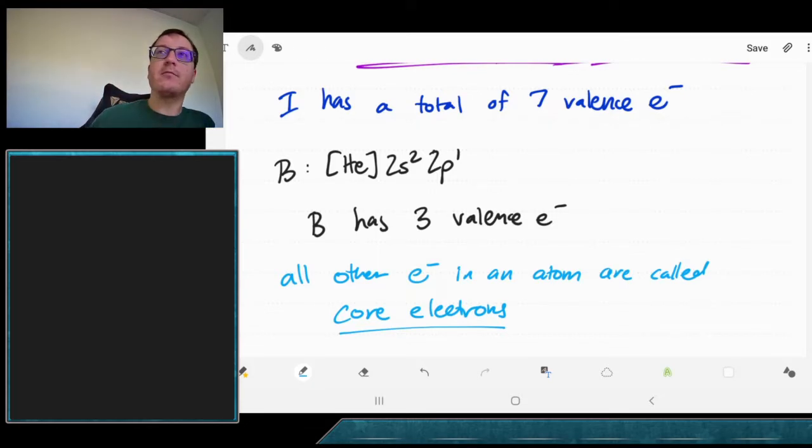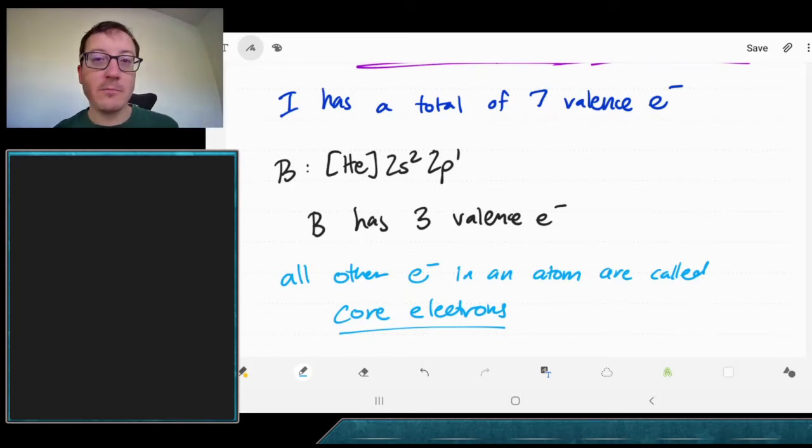So typically when we talk about electrons in general, we make those two distinctions: valence electrons, which are in the outermost orbitals, s and p orbitals only, and everything else. The first category is called valence.